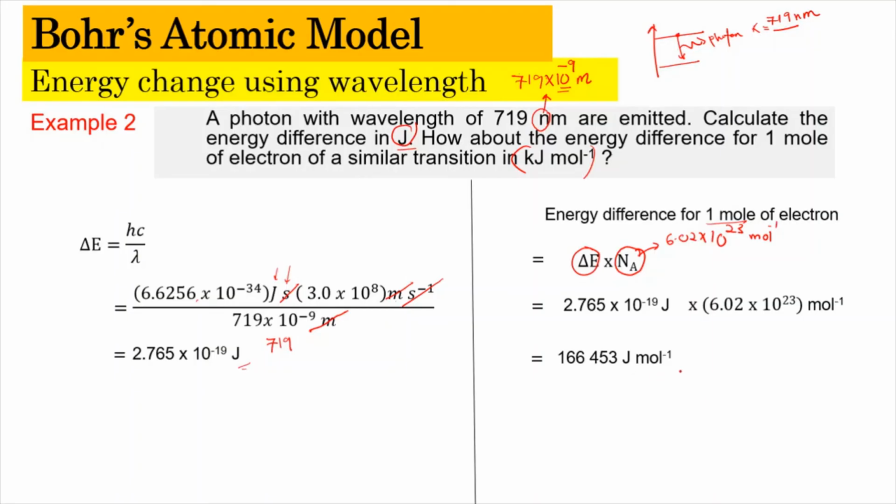166,453 joule per mole. But the question asks you in kilojoule per mole. So from joules, you need to convert that into kilojoule. So you need to divide that by 1000. So 1, 2, and 3, because 3 is 0. You're going to get 166.4 kilojoule per mole.